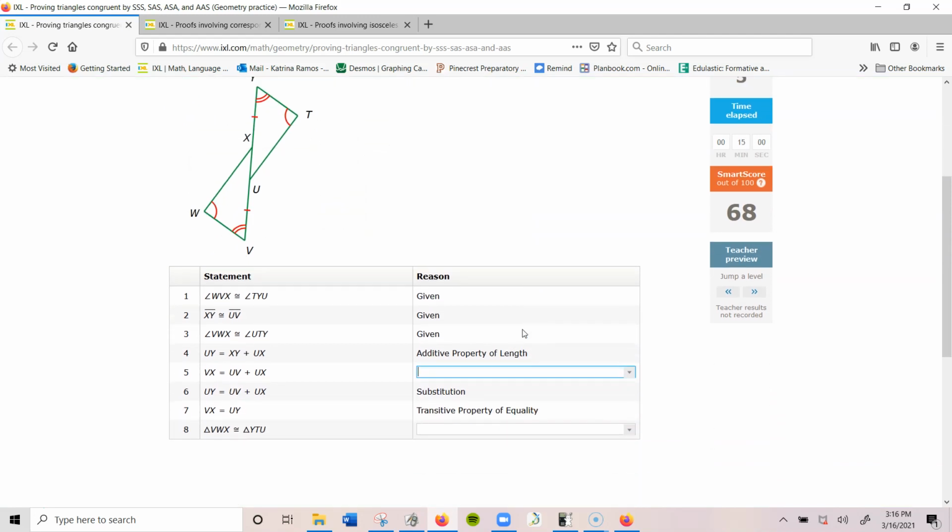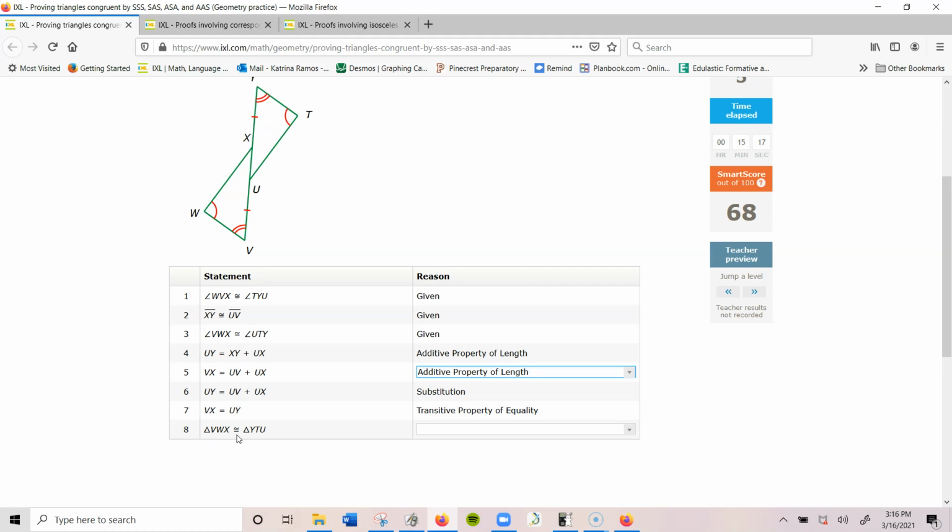Okay. Over here, same thing. We have these lengths here that are being added. So this must be the additive property of length. A lot of these make sense the more you do them. Now, everything here is pretty much drawn out.